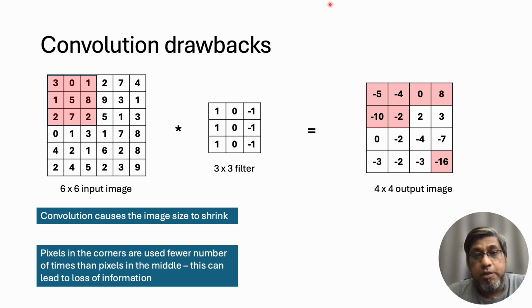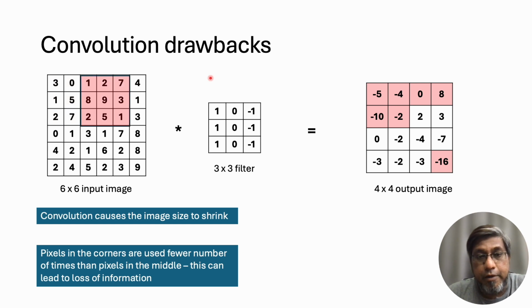So this results in some loss of information in the pixel values which are in the corners of the input image. To avoid this, we need some solution to deal with these two drawbacks. How can we avoid the problem of shrinking of the output image as compared to the input image? And how can we also make sure that the pixels in the corners of the image are used more often, more number of times in the convolution operation? The solution to this is what is called the padding operation.